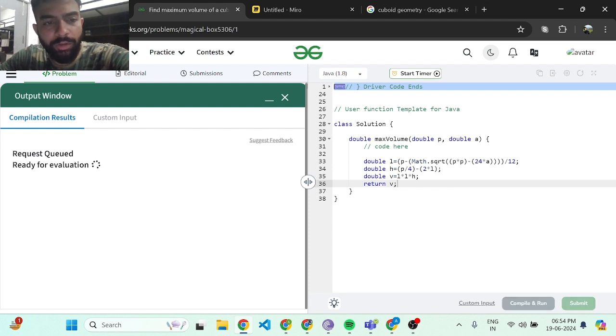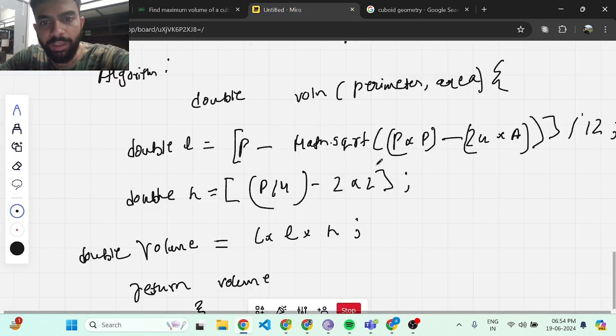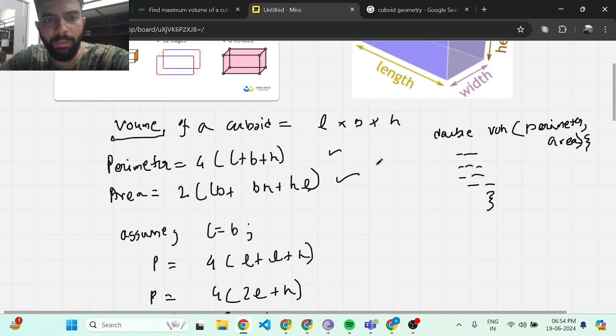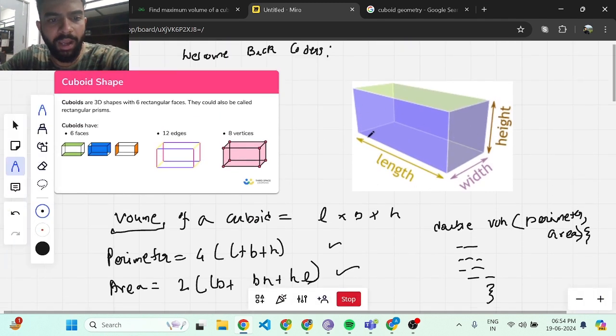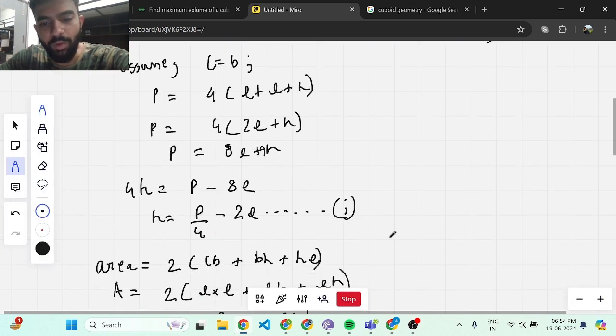So this was all about today's problem statement. It involves some mathematical components of how you can derive this particular formula. I've written the mathematical component over here. If you want to go back, this is the length, breadth and height of a cuboid, and there are some geometrical facts about the cuboid. We are looking forward to solving more problems tomorrow. Thank you.